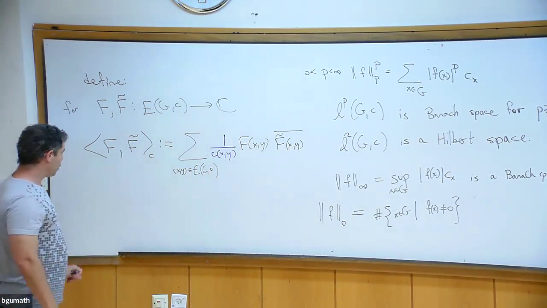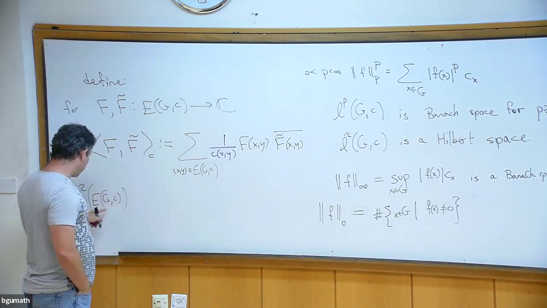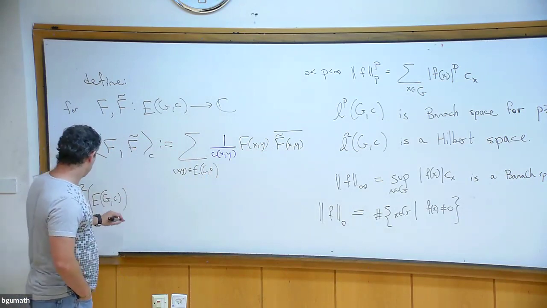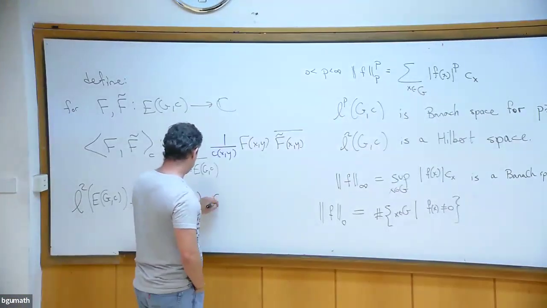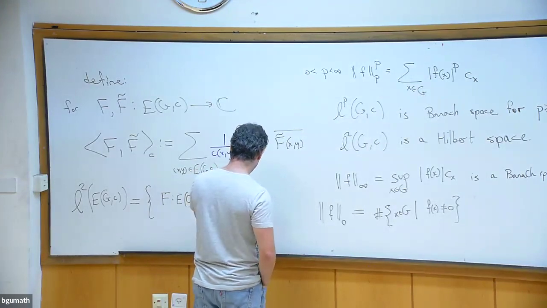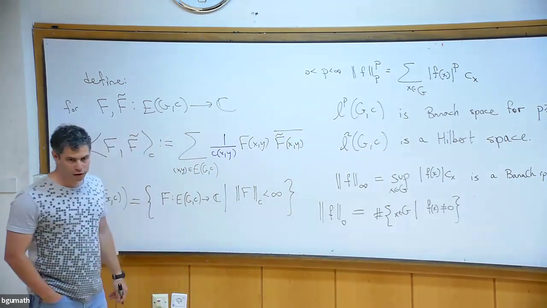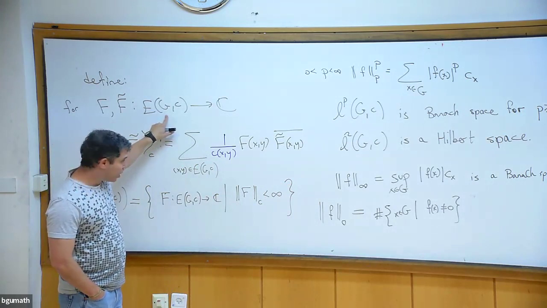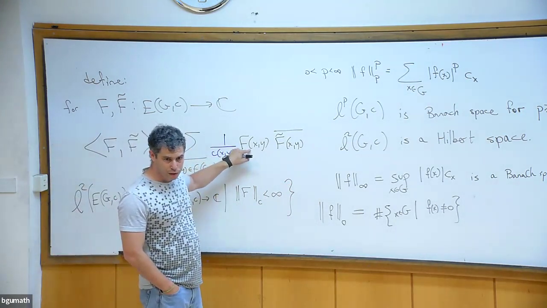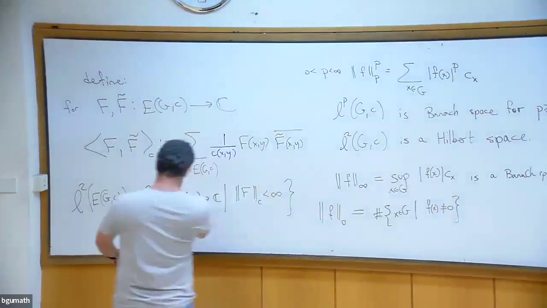So L2 of E_GC is going to be the space of all complex valued functions such that their C norm is finite, where the C norm, of course, is the norm induced by the inner product. The C norm of a function in this space is just the sum of the conductances times the function's absolute value squared. And the fact is that this is a Hilbert space.